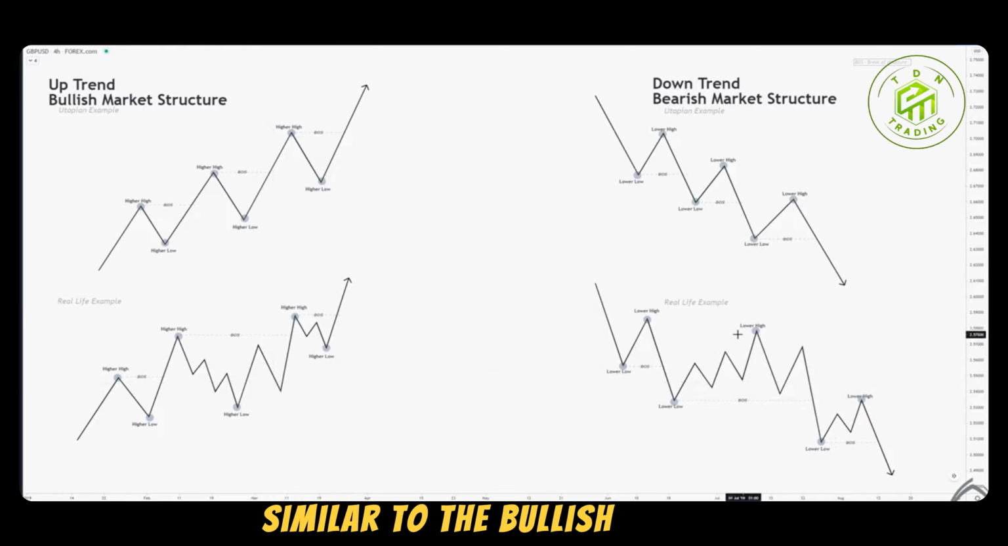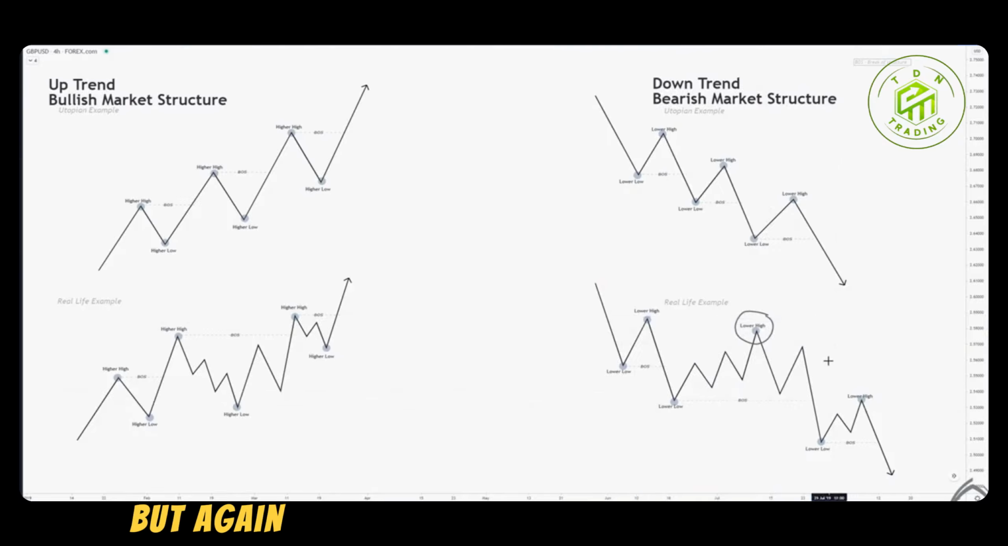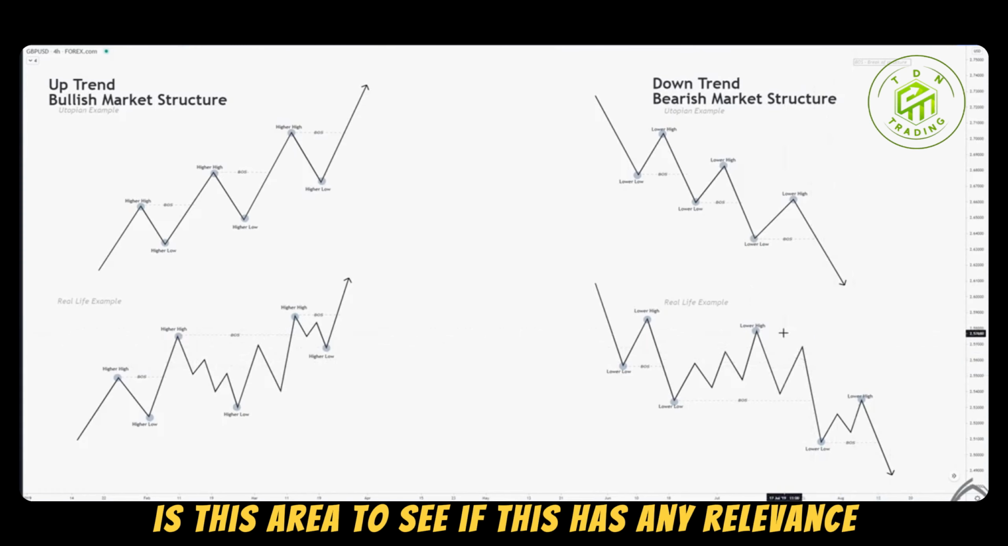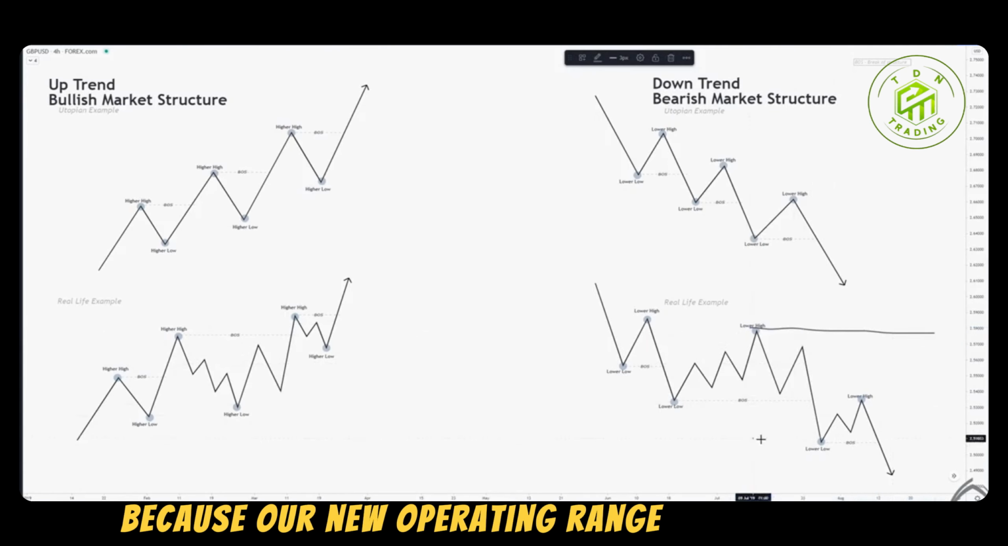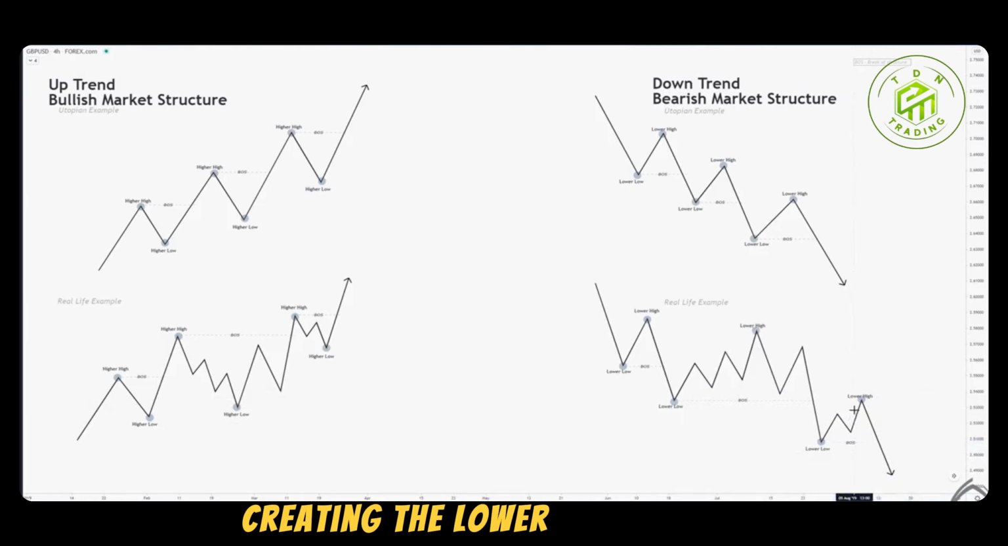Again, similar to the bullish example, I have marked out the lower high as the highest point within this range. But what we might interest ourselves in when we're looking at supply and demand zones is this area, to see if it has any relevance, because our new operating range would be this, as we create this lower high before we create a move to the downside, creating the lower low.